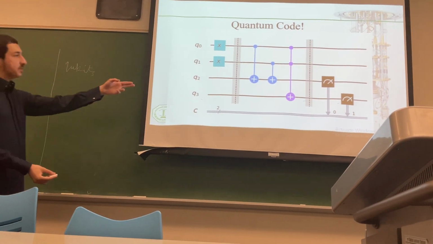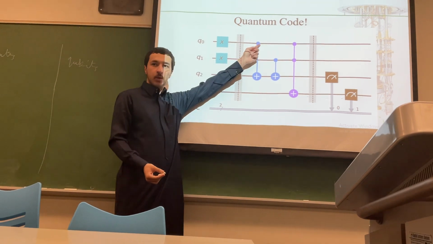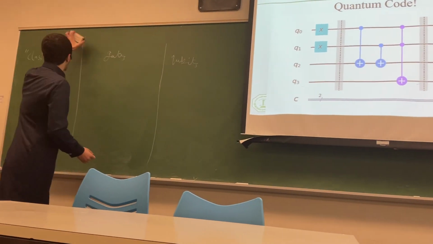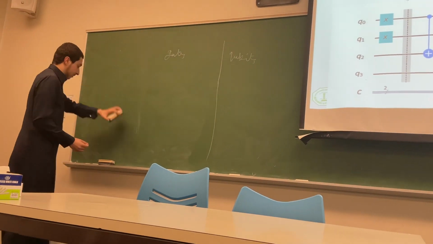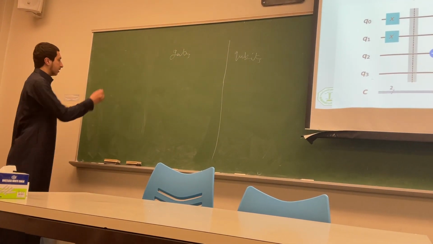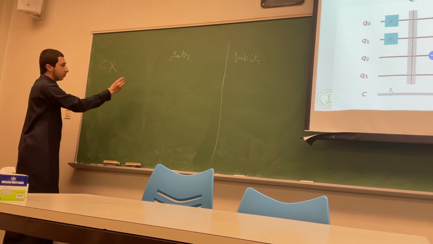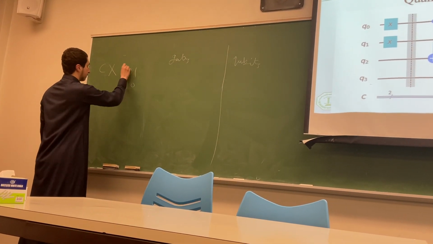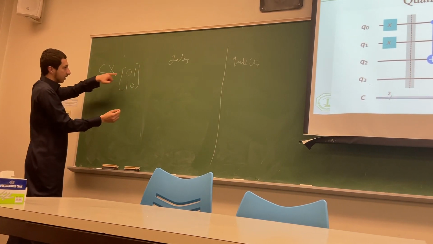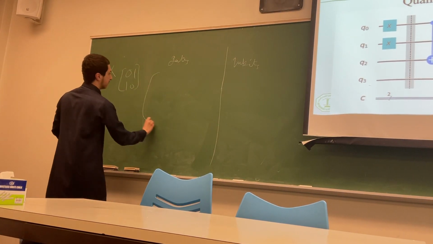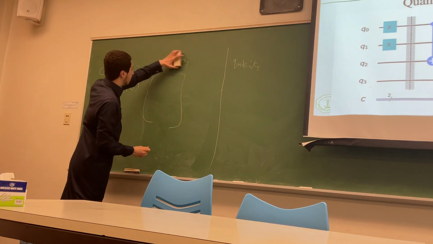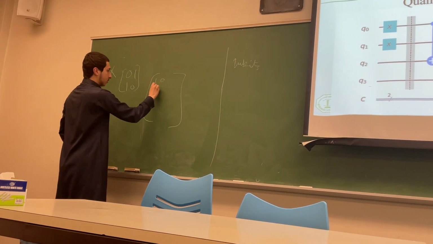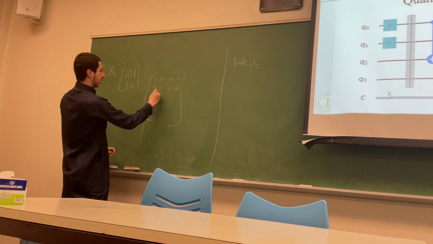A controlled gate basically works if the control is 1 and doesn't work if it's 0. So, for example, a controlled X gate would be this, and it's a 4 by 4 matrix. I think it would be 1 0 0 1. Think of it like this.